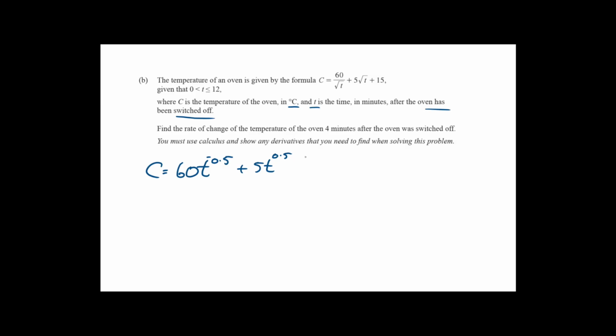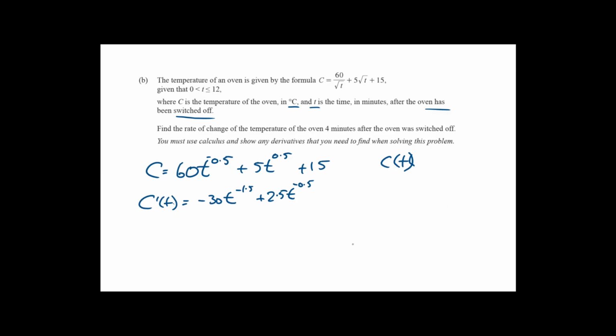5T to the power of 0.5 plus 15. So this now makes it C as a function of T. So C prime of T is going to be negative 30T to the power of negative 1.5, since 0.5 minus 1 is negative 0.5... yeah, 0.5 minus 1 is negative 1.5, plus 2.5T to the power of negative 0.5, and the 15 goes away.